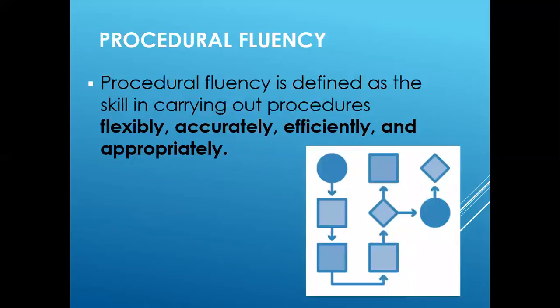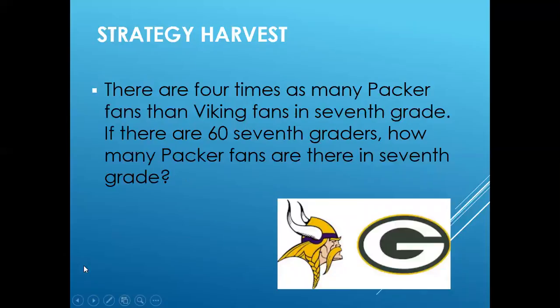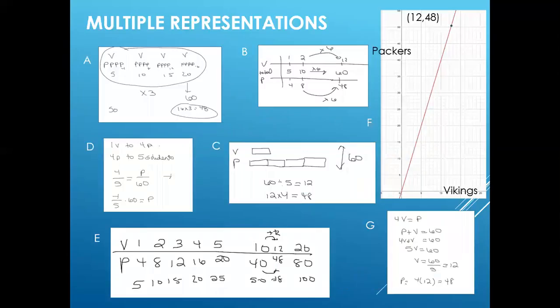So procedural fluency is defined as flexible, accurate, efficient, and appropriate skill, using a different type of skill or strategy with it. So keep that in mind as we think of procedural fluency. Again, strategies for building that procedural fluency. We're going to get into a few of these as we keep going through. So this is a strategy harvest. This is just a word problem, and then this is an example of multiple representations.